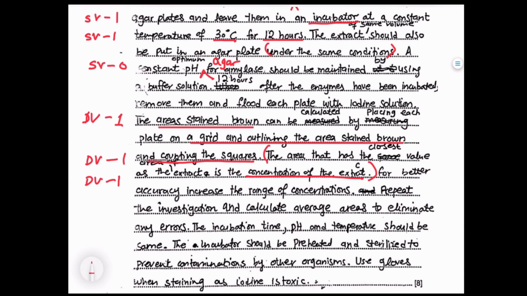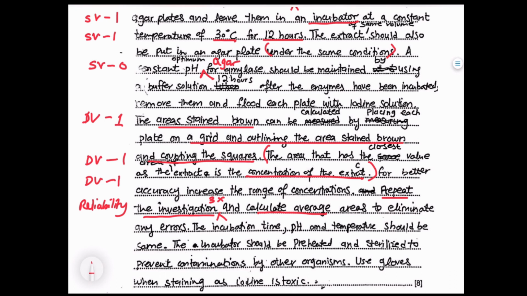And the next point will be related to reliability. This is supposedly the must-score point, but as the student mentioned that repeat the investigation and calculate the average, that's one problem here. The student did not mention about how many times to repeat. So we must always mention at least another 2 times or 3 times and calculate the mean.